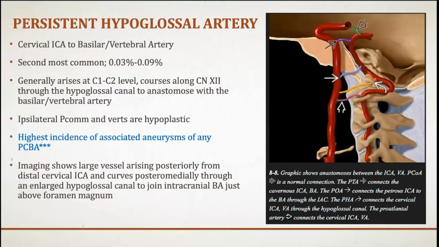And this is important to remember because during your neurosurgery board exam, they'll ask you which fetal anastomotic variant is most commonly associated or has the highest incidence of aneurysm association, and that's the persistent hypoglossal artery.